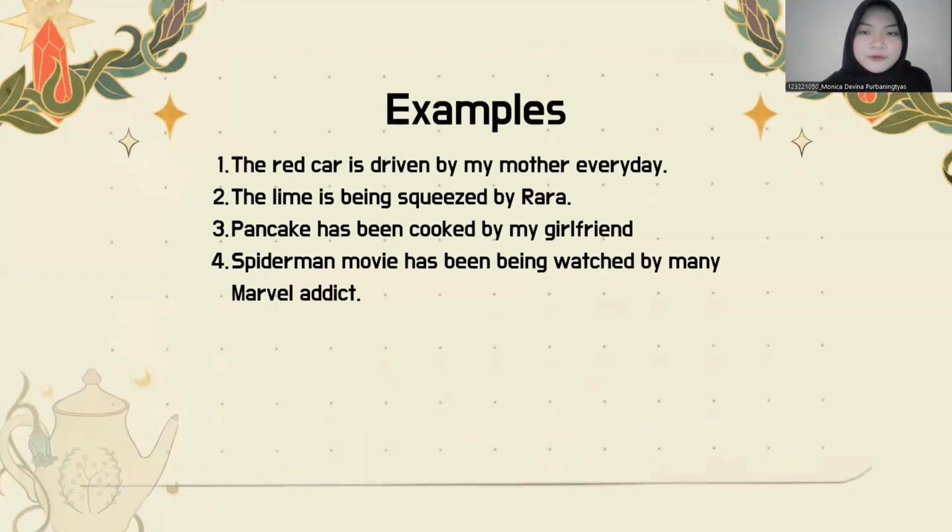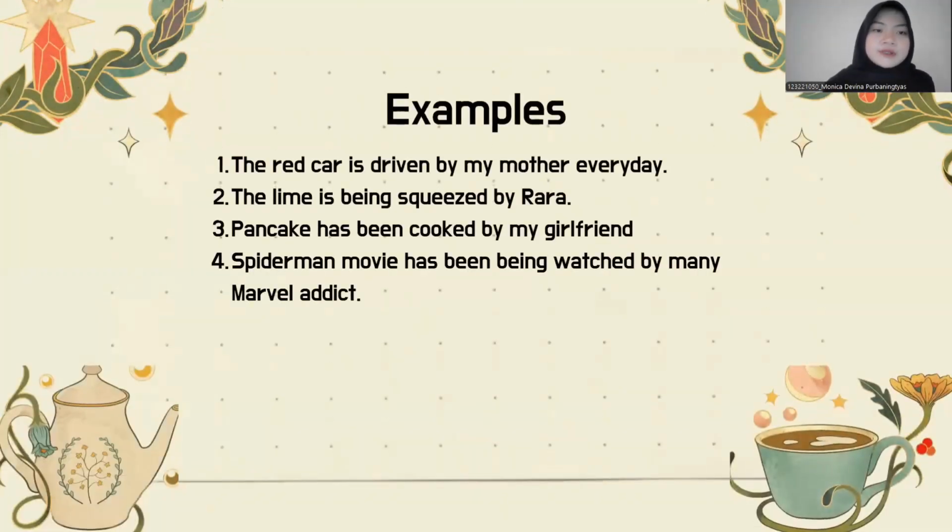Okay, now we move on to the examples. The red car is driven by my mother every day. You can see that the red car is actually the subject, but in the active context, the red car or things usually act as the object. So they switch between the subject and object.